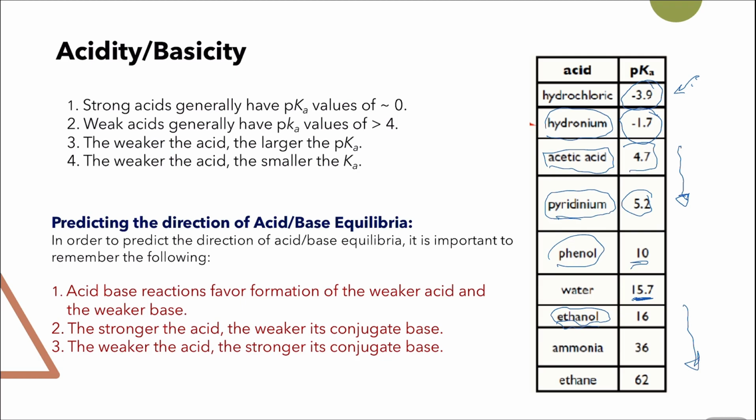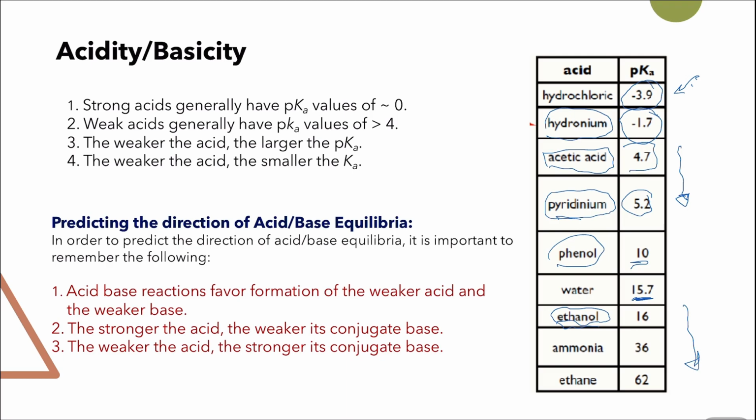How can we predict the direction of the acid-base equilibrium? When you react an acid with a base, the reaction will go in a certain direction, either toward the formation of the conjugate acid or base, or staying in the original form. In order to predict the direction of acid-base equilibrium, it's important to remember the following. First, acid-base reactions always favor the formation of the weaker acid and the weaker base. So if the acid is stronger, then its conjugate base must be weaker. It will favor the formation of the weaker base. And if the base is strong, then it will form a weaker conjugate acid. So the stronger the acid, the weaker its conjugate base, and the weaker the acid, the stronger its conjugate base.